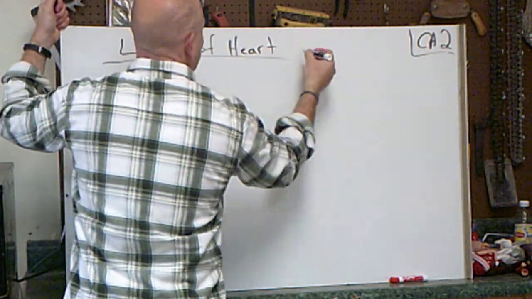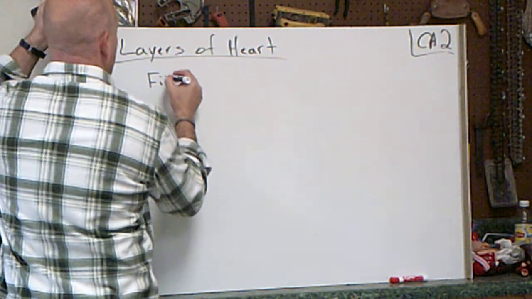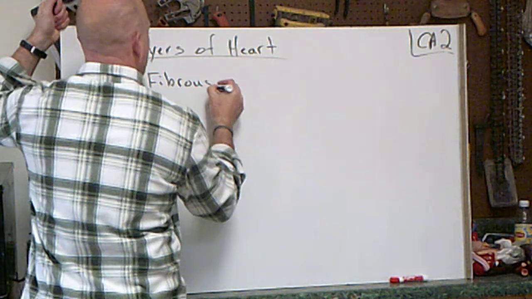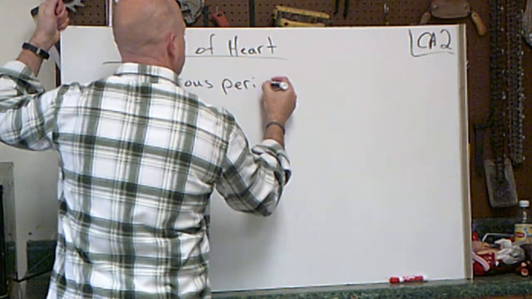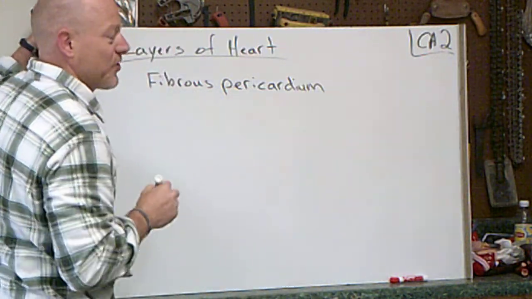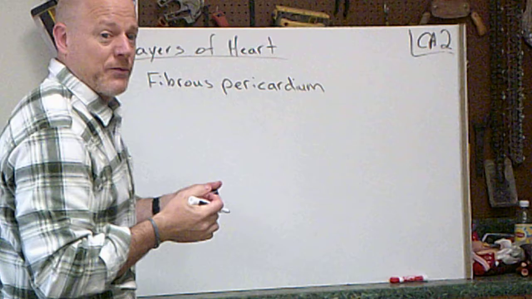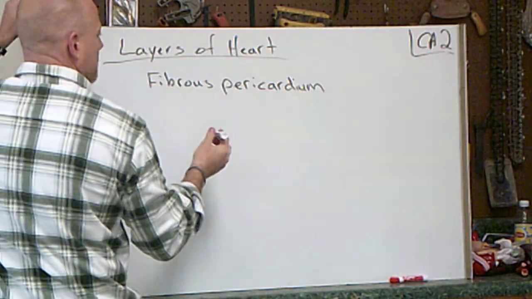Remember, we're going from outside to inside. Needle from the outside to inside. The very first layer is going to be that fibrous pericardium. That's the one I just tried to rip off. It's tough and it's very strong, so I couldn't even rip it without straining.